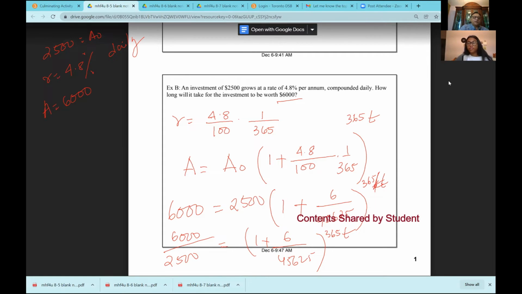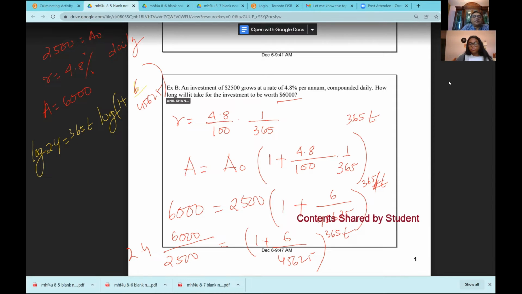2.4. Right, 2.4. So we can take log on both sides, correct? So we have log of 2.4 equals log of, we get this 365t log of 1 plus 6 over 45625.